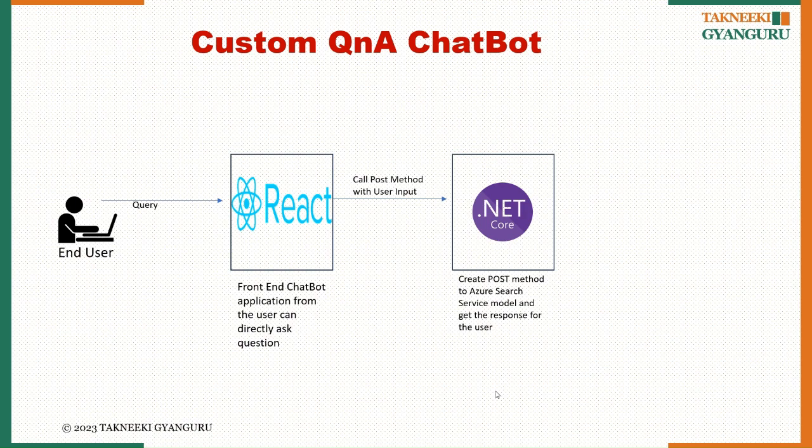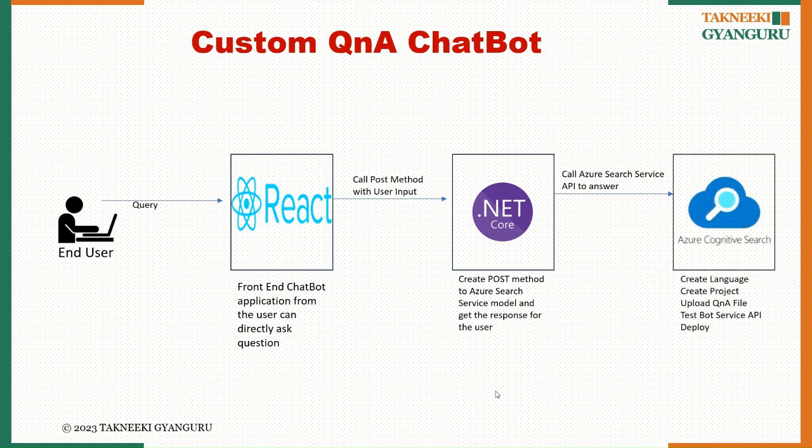This ReactJS UI will call the post method inside the .NET Core application. Here we have created a post method to call the Azure Search Service model, right, to get the response to the user's query. So .NET Core will call the Azure Cognitive Service API to answer.